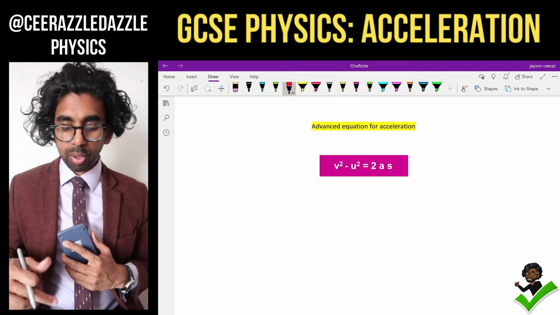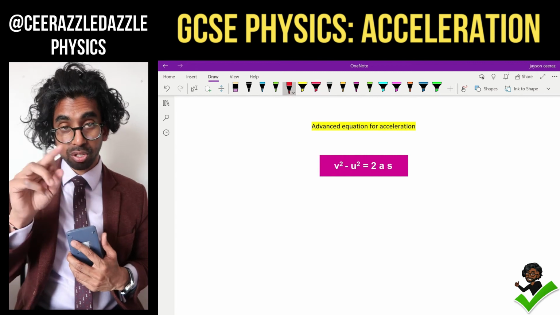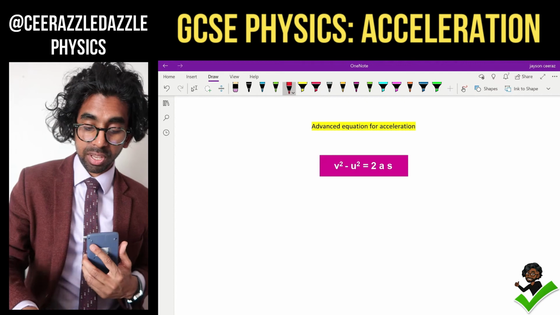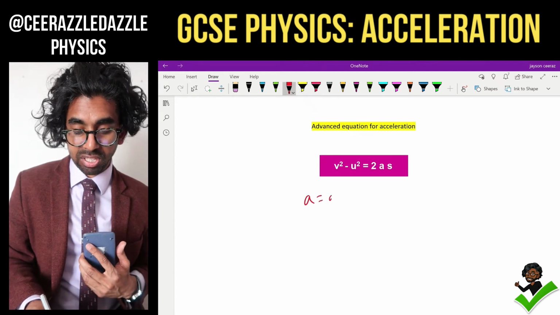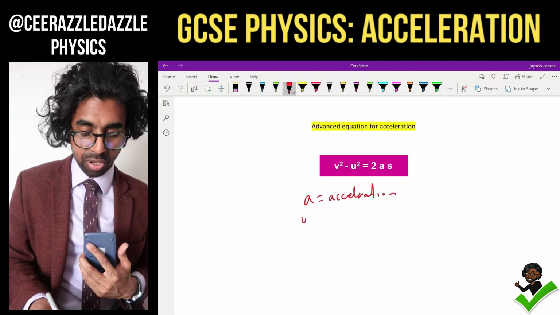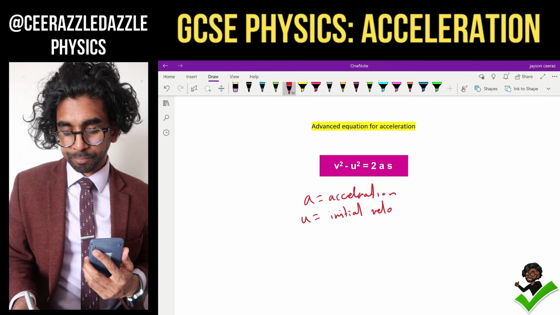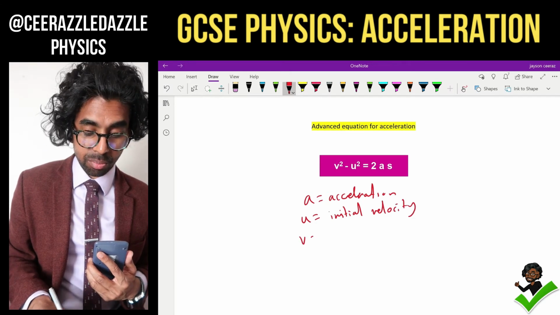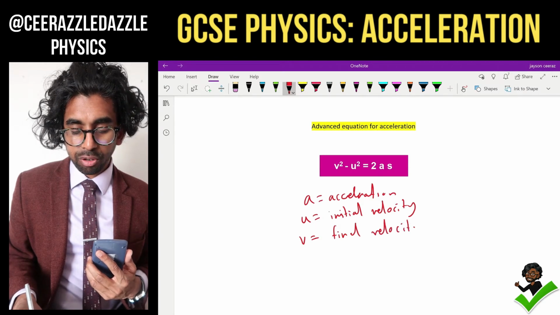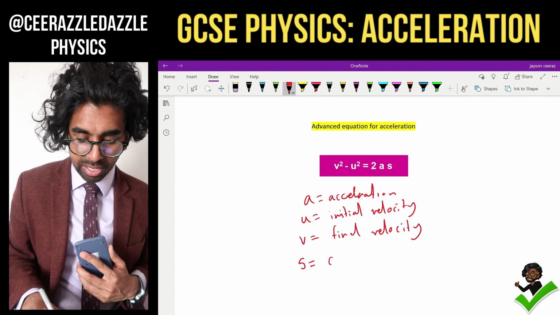So we have a new equation, which is a bit more advanced, and it's got some variables which are squared in it. So it looks a bit complicated at the start, but it's still the same thing. We still know that A is going to be the acceleration. U is going to be the initial velocity. We also know that V is going to be the final velocity. The only new thing which you now have is S, which stands for the displacement.